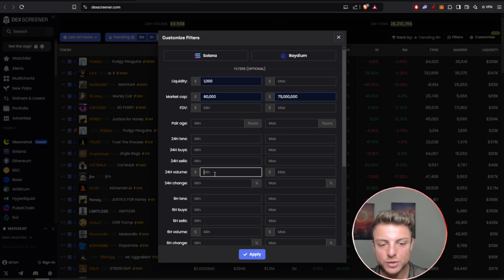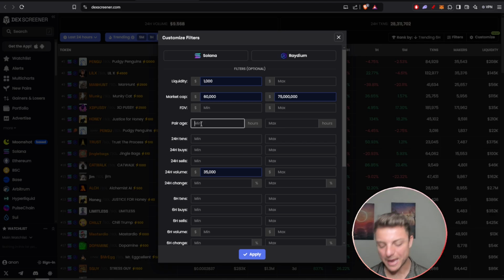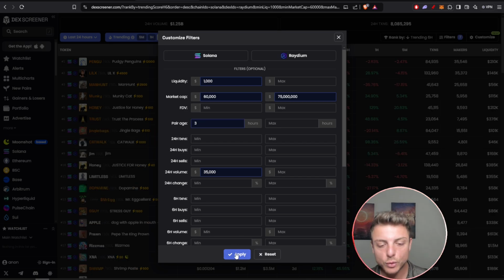What I will do is also select the 24-hour volume. So putting this at something like $35,000 would again just get rid of those low quality, high potential scam coins. I just want to be looking at those high quality coins. So something like 35,000 for the overall 24-hour volume would be fantastic. And even just putting the pair age at something like 3 or even 5 hours is recommended. Again, just getting rid of some of those initial coins that are just launching. After 3 hours of time, you're actually able to see and find some of the better trending coins. And now we'll hit apply.